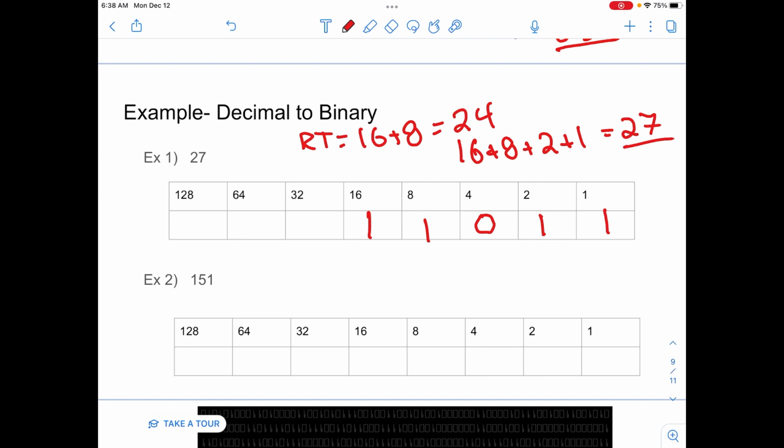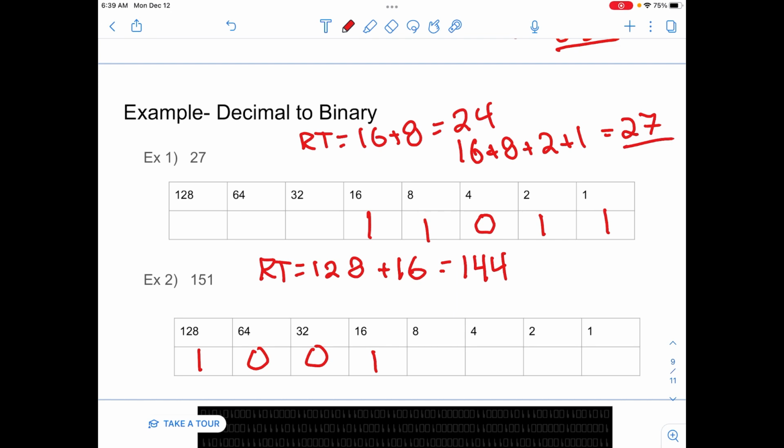Let's make 151. The biggest one I can use is 128 there. So my running total is 128. If I add 64, that brings me way over, so I'm going to make that a 0. But if I include 32, that would be 160, wouldn't it? Which is more than the 151 I want. So 32 is even too big, so we're going to make that a 0. But 16 I can use. 128 plus 16 is 144. So I can include my 16.